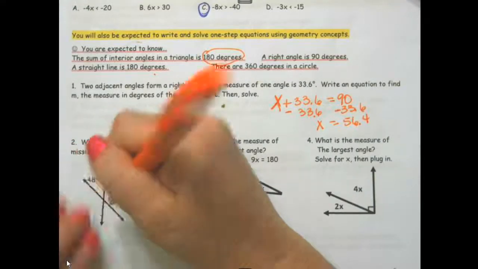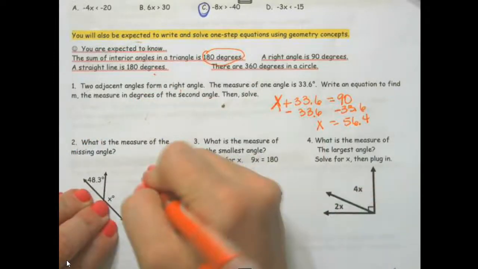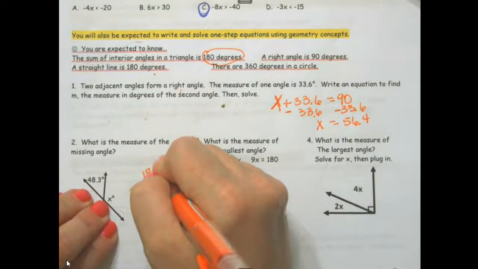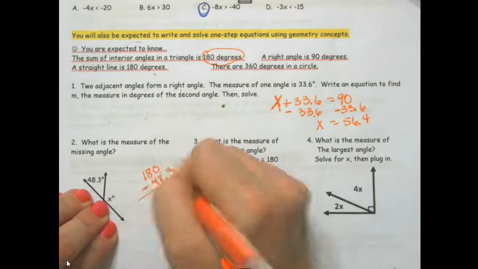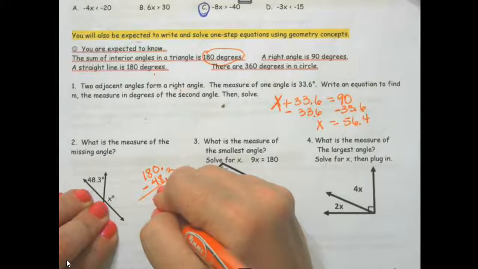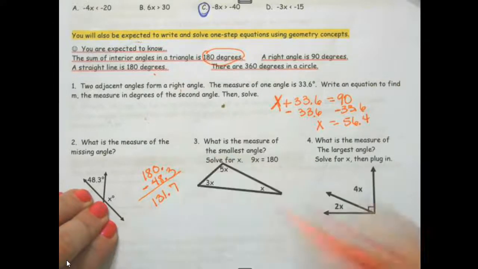This forms a straight angle. So this is going to be 180 minus 48.3, which is 131.7.